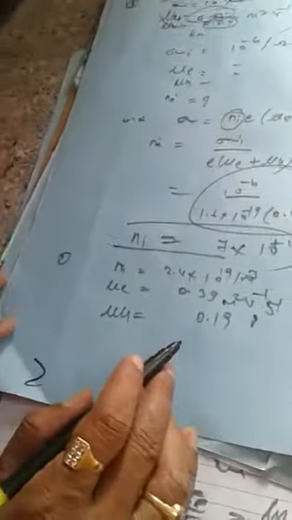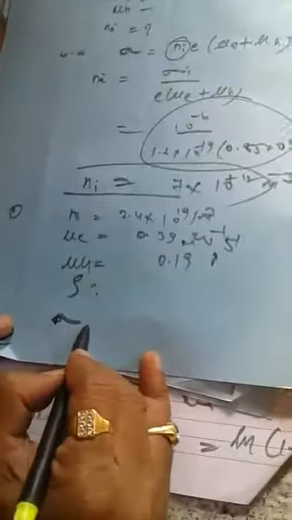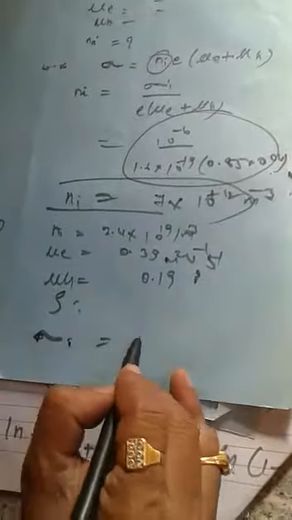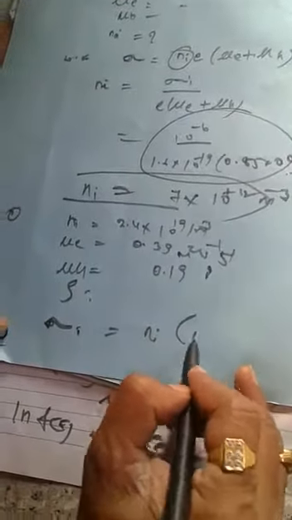So what we will determine here is to calculate the resistivity, not conductivity, of the material. By this also we know the conductivity relation. The conductivity is n_i e (mu_e plus mu_h). Then for the formula for this, we will reverse it.